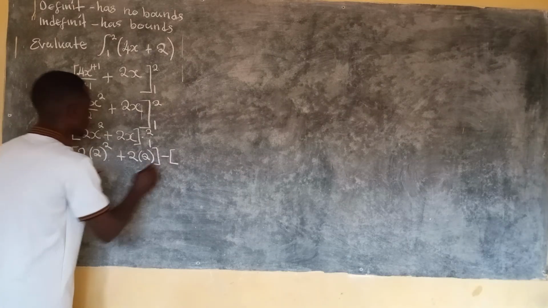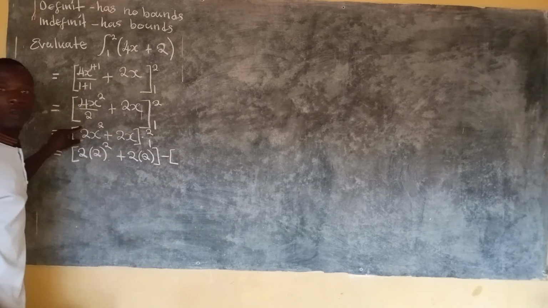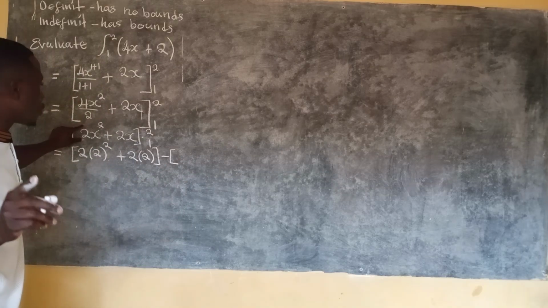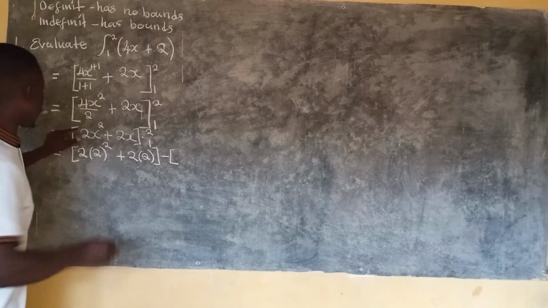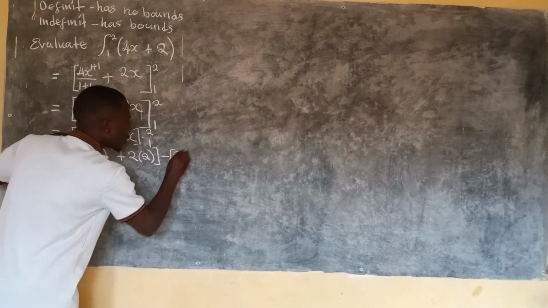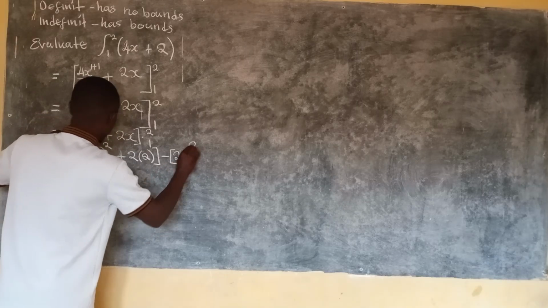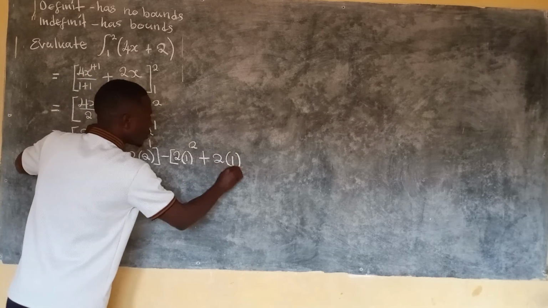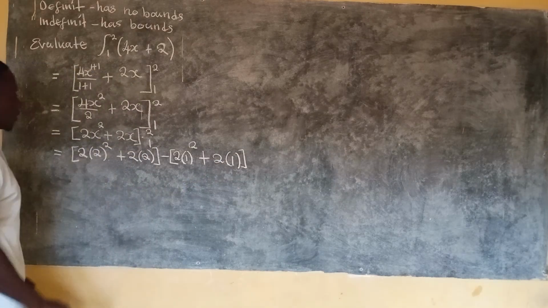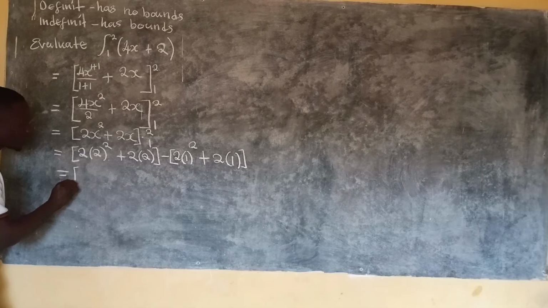So we say minus, and we start again. Now in this other set of brackets, where there is x, we're going to be replacing it with the lower bound. In this case, the lower bound is 1. So we have 2, what is x? The lower bound is 1. Then there's a square, plus 2. What's our lower bound? 1. Then like that. So the rest, we do the calculations.